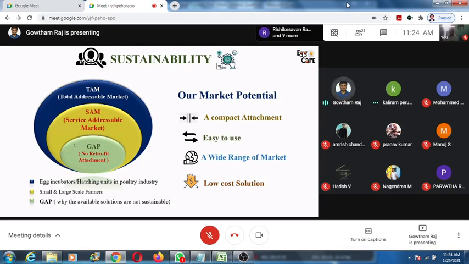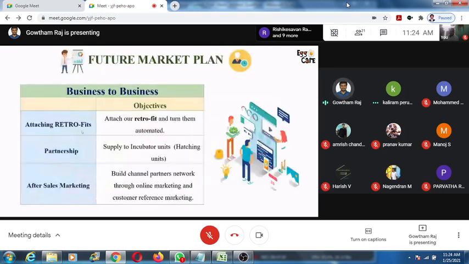So this is our future market plan: attaching the retrofits directly to the customers, partnering with the hatching units, and also sales and inbound marketing.